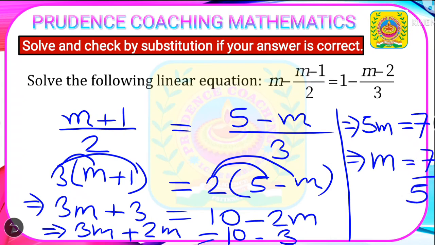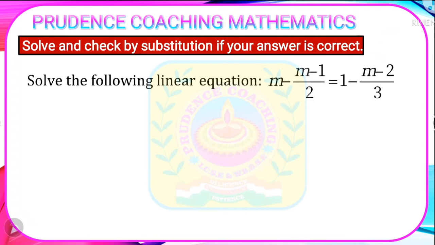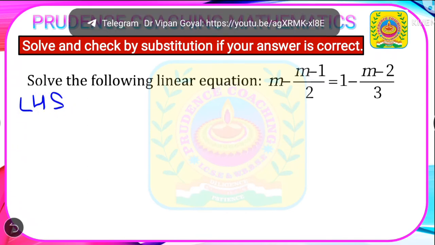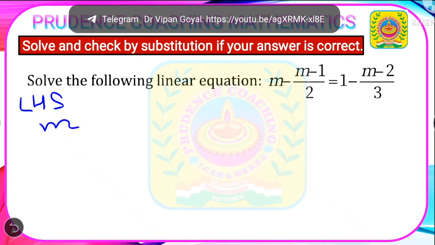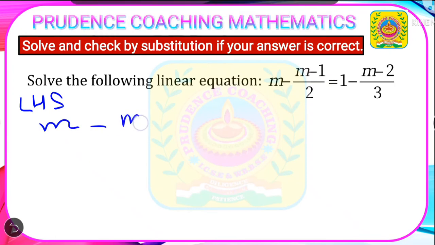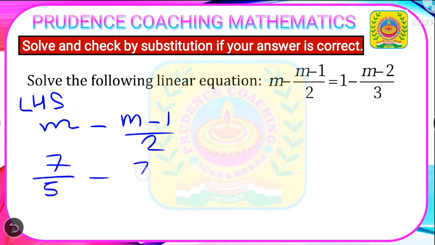Now we need to put the value of m, that is 7 by 5, on the left hand side and right hand side, and check whether your answer is correct or not. So let's start. So m is 7 by 5. Let us start with LHS. So here we have m minus 1 by 2. So here we have 7 by 5 minus 1 divided by 2.